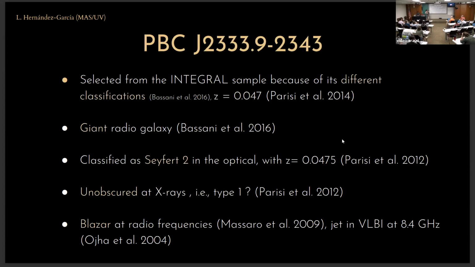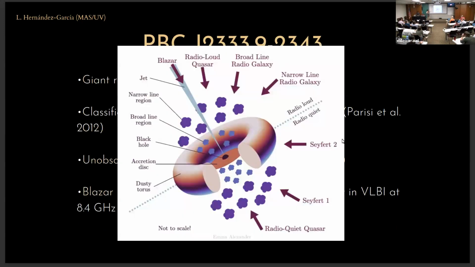And it was classified as a Seyfert 2 in the optical, but it was unobscured in the X-rays. And it had some features of a blazar in the radio. So this means that if we put these classifications into the unified model, we will be observing the source through this way and this way and this way. So there was something weird going on with this galaxy. And the first thing that we thought was that it could be related to variability because the classifications were done with different observations taken on different dates.